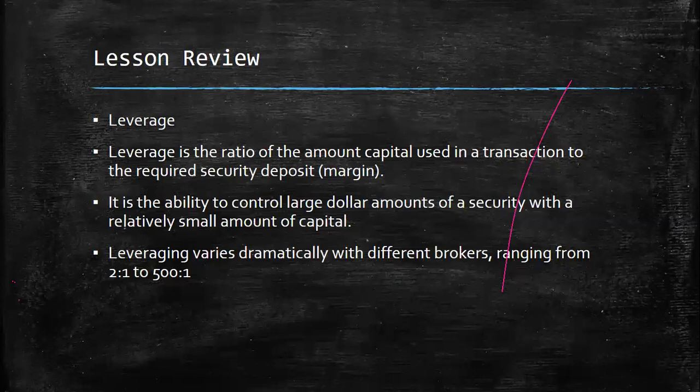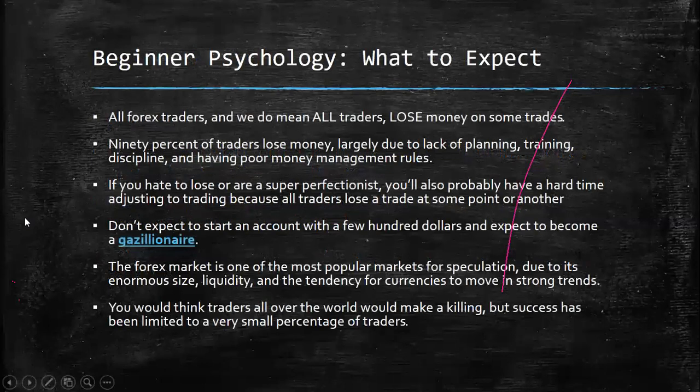Of course, leverage also varies drastically with different brokers, ranging from 2 to 1 all the way to 500 to 1. In the United States, regulated brokers are only allowed to offer U.S. clients 50 to 1. Some exceptions go all the way up to 100 to 1, which is not really good. And that's why a lot of people are attracted to offshore brokers.